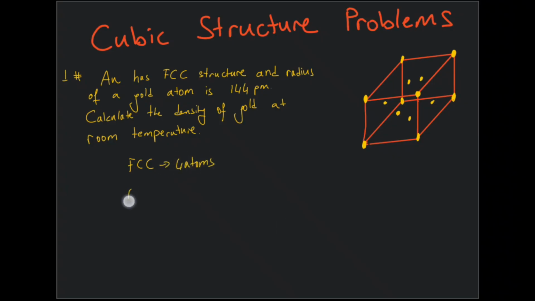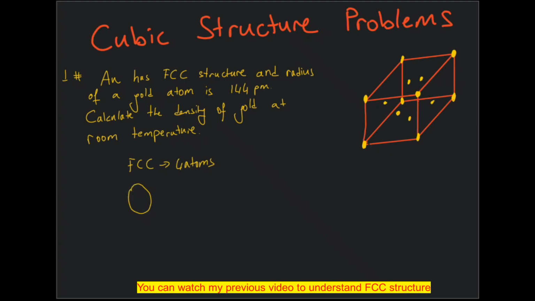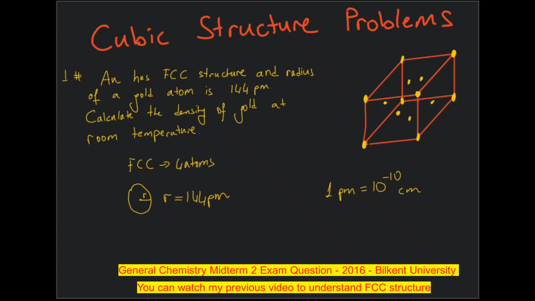We know the radius of the gold atom, which is 144 picometers. And we have to know that 1 picometer equals 10 to the minus 10 centimeter. And by the way, this was my exam question when I was an undergraduate student. Okay, this problem is easy.